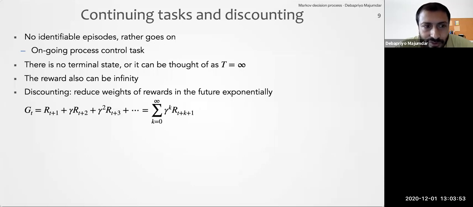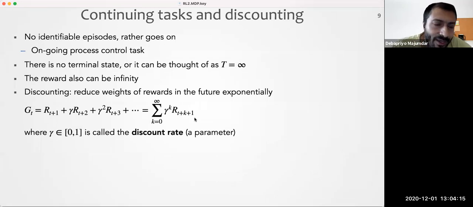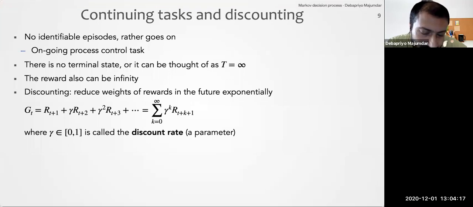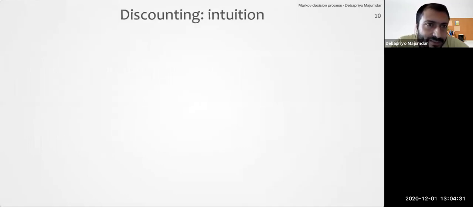So instead of G_t equal to R_{t+1} plus R_{t+2} plus R_{t+3} dot dot dot, we'll do R_{t+1} plus gamma times R_{t+2} plus gamma squared times R_{t+3}, etc. Formally, the sum is an infinite sum of gamma to the power k times R_{t+k+1}, where gamma is a number within the interval 0 to 1, and it's called the discount rate. So it's a parameter. Now let's see what happens for different gamma, right? So what if gamma is 0?